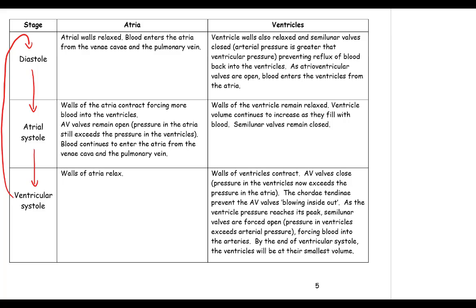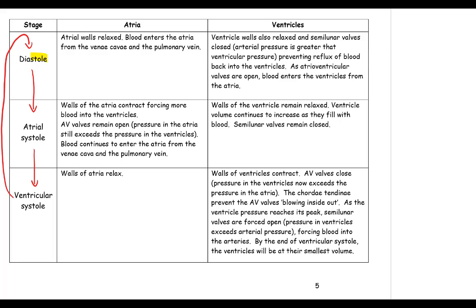So during diastole, if we look at this, the atrial walls are relaxed. The blood enters the atria from the vena cava and the pulmonary vein. The ventricles are also relaxed and the semilunar valves are closed. And that's because arterial pressure is greater than the ventricular pressure, which prevents the reflux of blood back into the ventricles. As the AV valves are open, blood enters the ventricles from the atria.